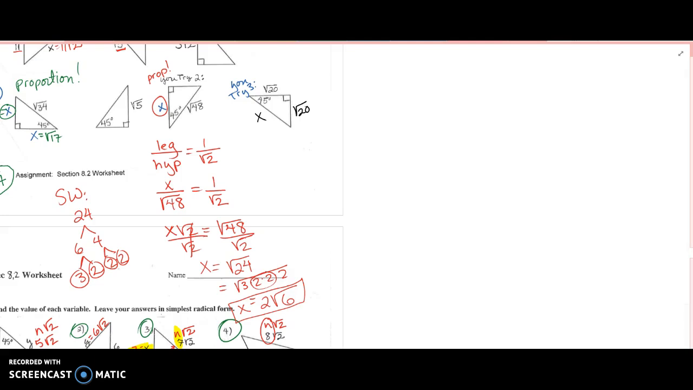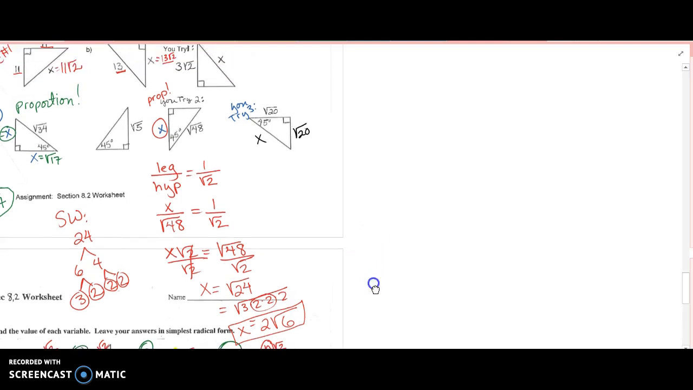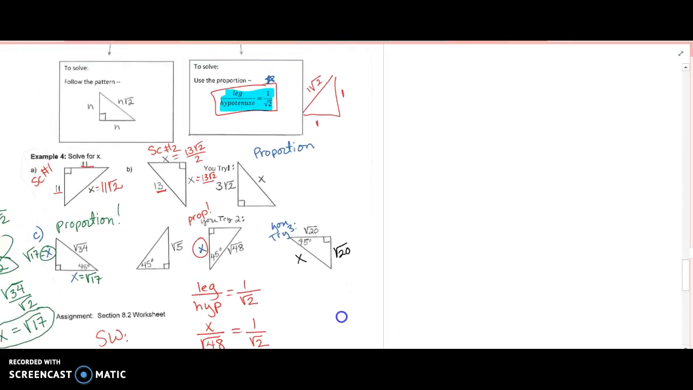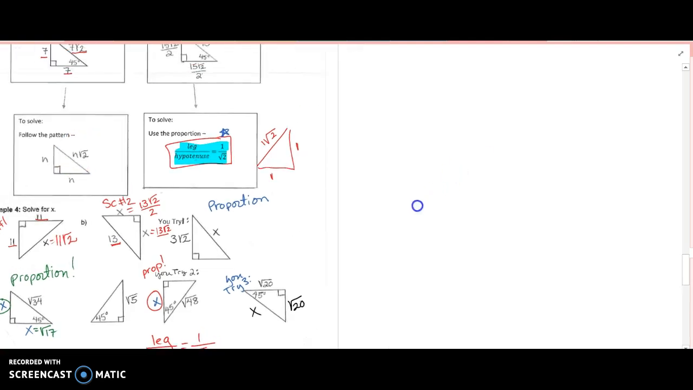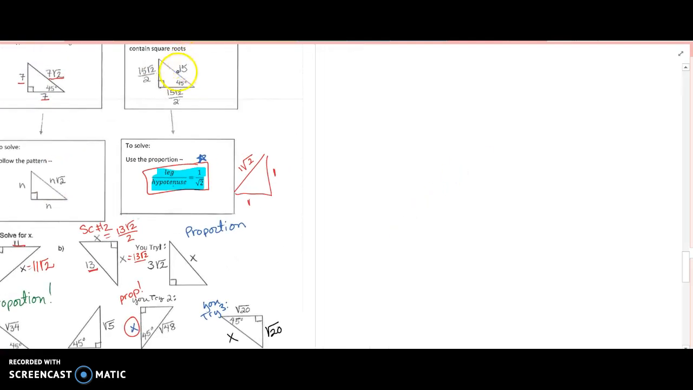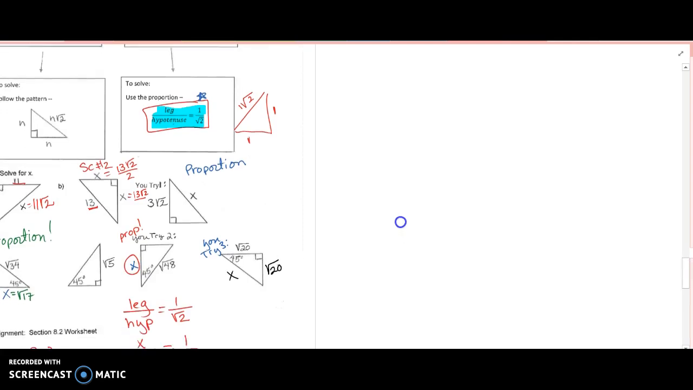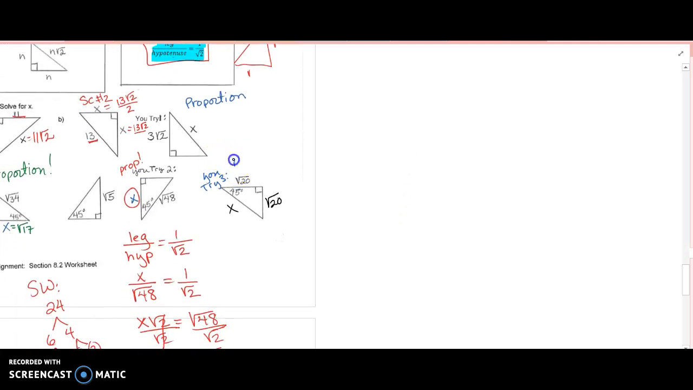Quite the doozy. Let's look at You Try 3. Couple of different ways you can attack this. I'm just going to look at my scenarios. This does not seem to fit the pattern whole number, whole number, whole number, square root 2 for the hypotenuse. It does not seem to be a whole number on the hypotenuse, so square root 2 over 2 for the other two. So I'm going to have to use the proportion. So here we go, proportion.